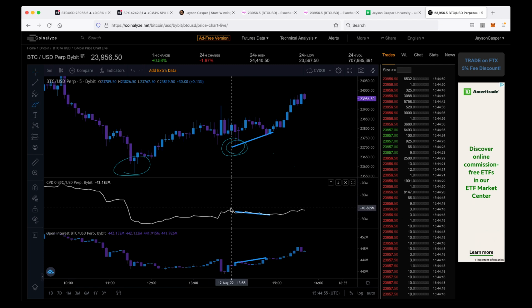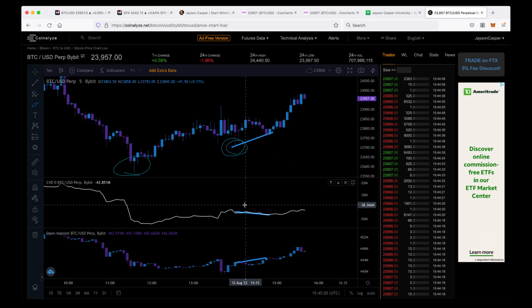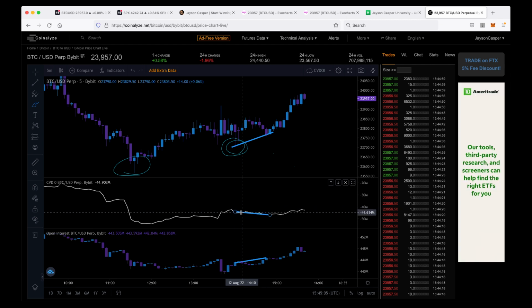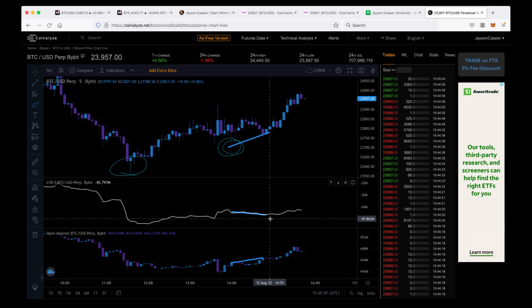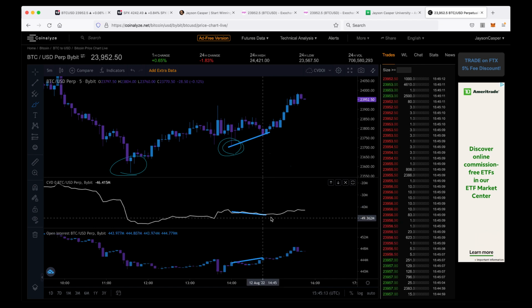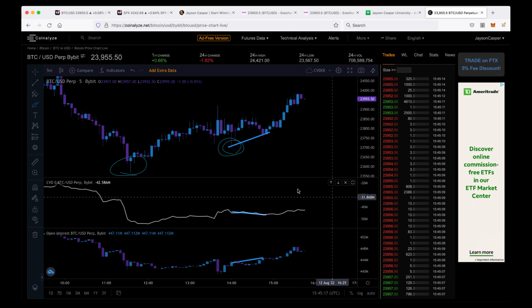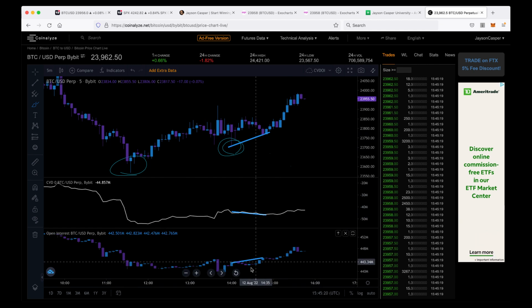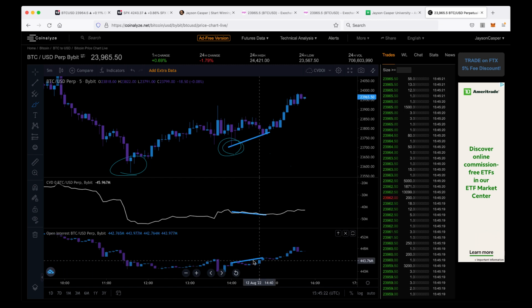Now, what is CVD? CVD is giving us the running total of the buys versus sells that are coming in via market order. If this white line is coming down, it means that there are more people shorting than there are people longing, right? Now, if this white line is going up, that means there are more people longing than there are people shorting.